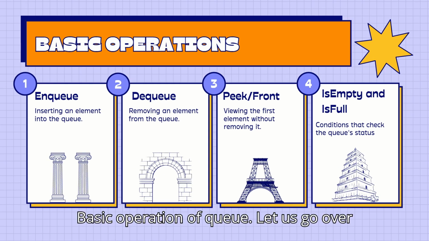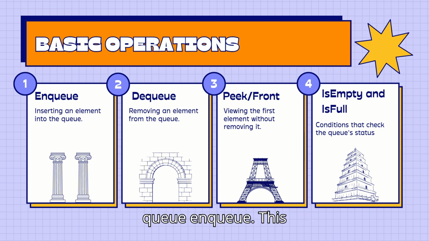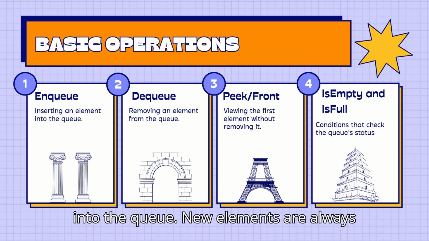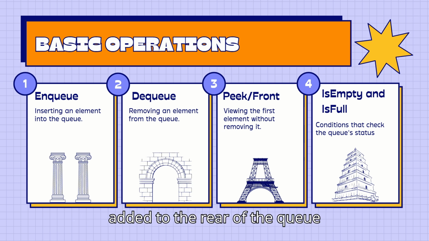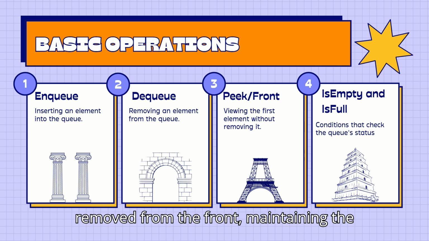Basic operations of queue. Let us go over some basic operations associated with queue. Enqueue. This operation is used to insert an element into the queue. New elements are always added to the rear of the queue. Dequeue. This operation removes an element from the queue. Elements are removed from the front, maintaining the FIFO order.